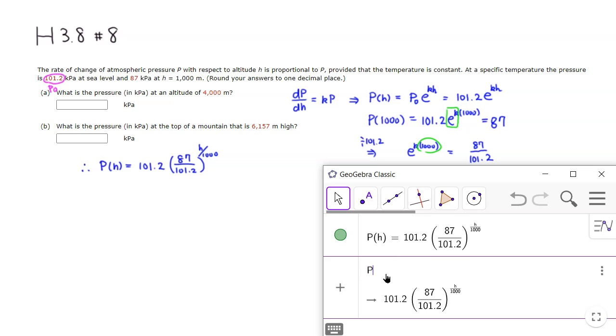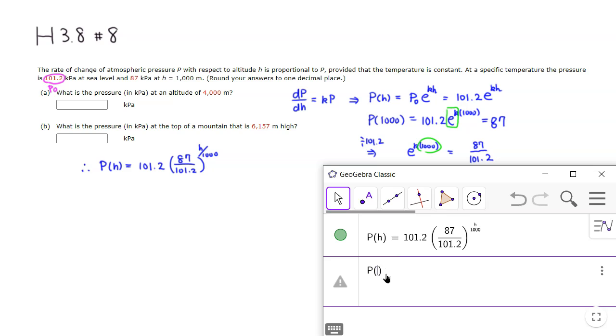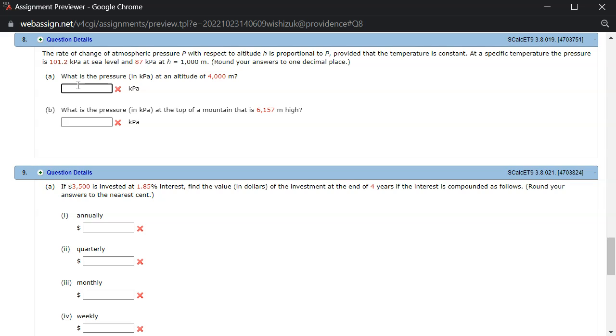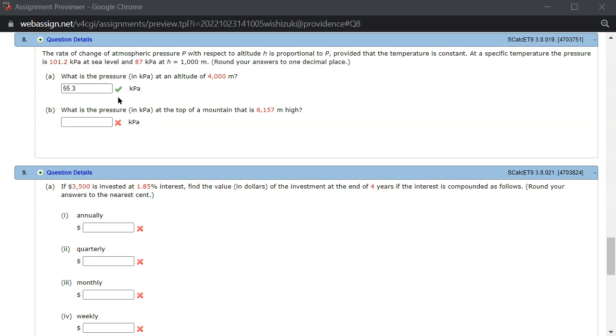Now I'm going to find P of, for part A, H is 4000, so P of 4000. Hit enter, and we got 55.28, so it's going to be 55.3. I'm going to go ahead and type that in. All right, let's check the answer. I came back and it looks like we got part A correctly.